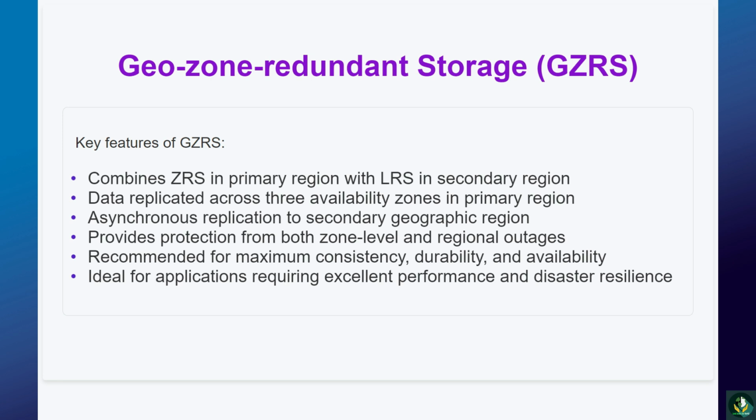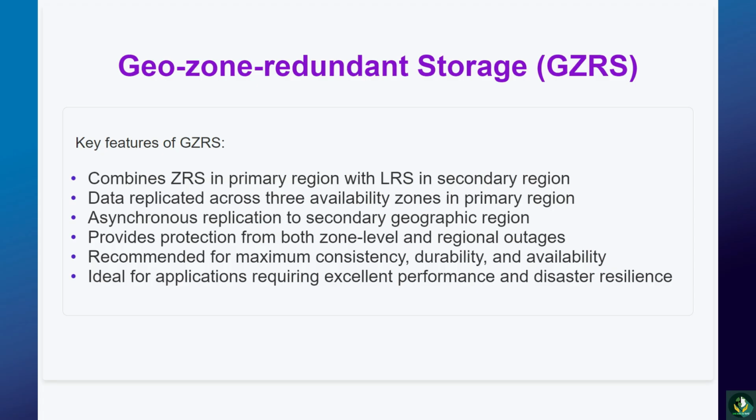The secondary region is typically hundreds of miles away from the primary region, offering protection against large-scale disasters that might affect an entire region. Comprehensive disaster recovery. By combining zone-redundant storage in the primary region with geo-replication to a secondary region, GZRS offers a comprehensive disaster recovery solution. It protects against both localized failures, such as hardware issues or power outages in a single zone, and region-wide disasters, like natural calamities affecting an entire geographic area.